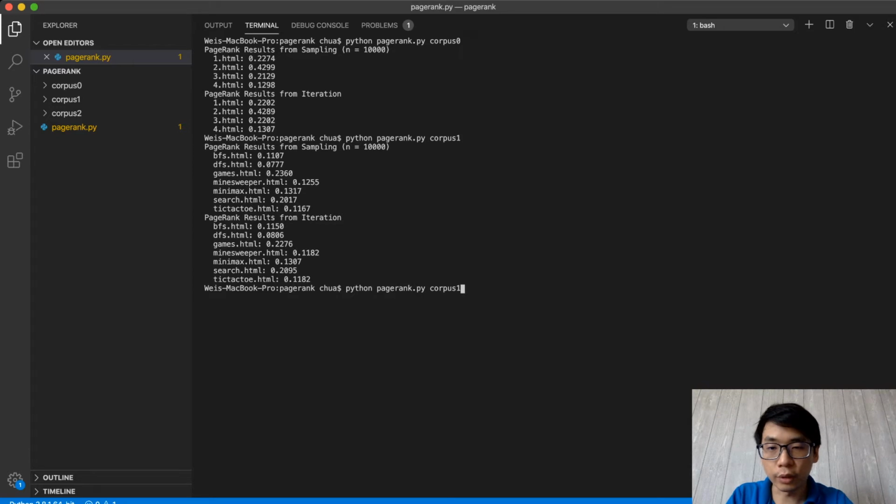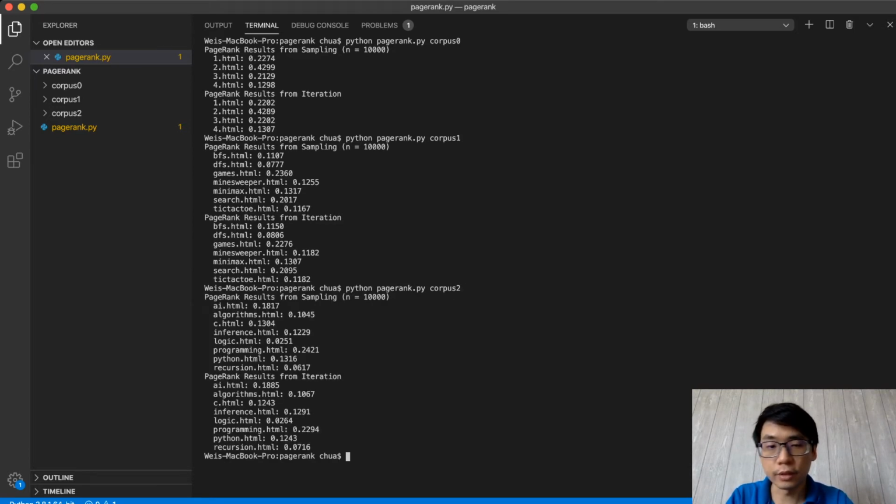And then let's take a quick look at corpus 2. So these are the results from corpus 2. So if we take a look at the result here, the numbers between both sampling and the iteration are actually quite close. If we look at the one from corpus 0, I think the margin of error is only around 0.0 something, because all of them are actually very, very close. That is what I see. Except for 3.html. 3.html is maybe 0.08 or something, the margin of difference.